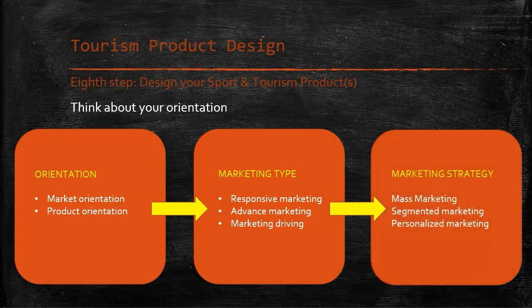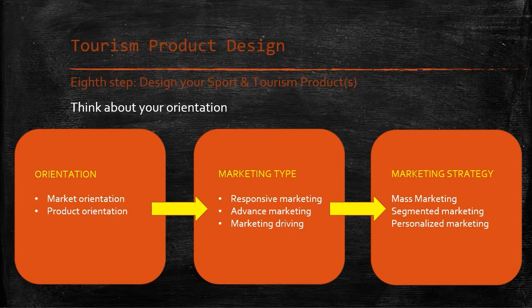8th step. Design your sport and tourism products. Think about your orientation. Market orientation: you study the trends and the consumer's needs before you market the product. Product orientation: you create a product and then market it. Your orientation will consequently determine your marketing type.